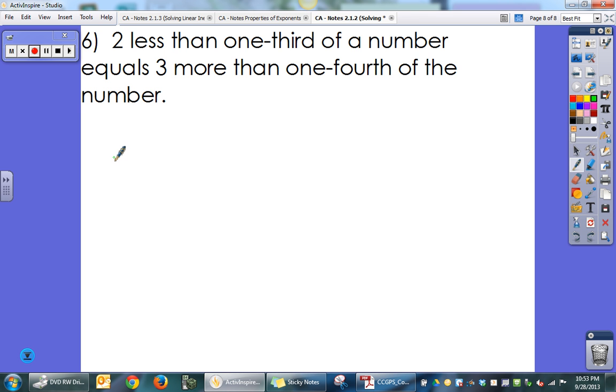Alright, so we've got 2 less than 1/3 of a number. So let's write that 1/3 of a number minus 2. So 2 less than 1/3 of a number equals 3 more than 1/4 of the number. So 1/4 of the same number, so I'm using the same variable, plus 3. Again, I'm going to get my variables on the same side, so I'm going to subtract 1/4 x, subtract 1/4 x.